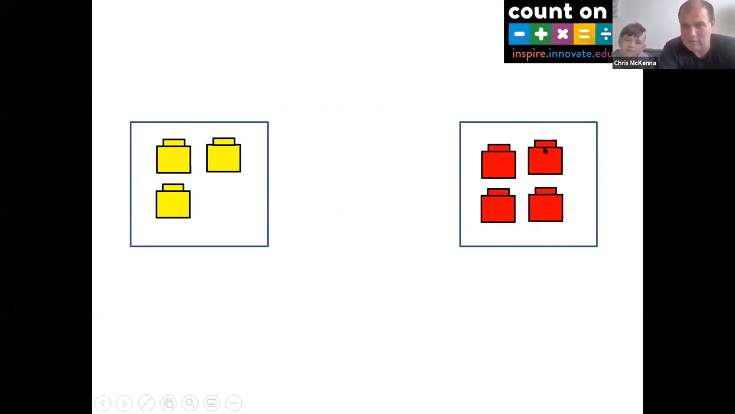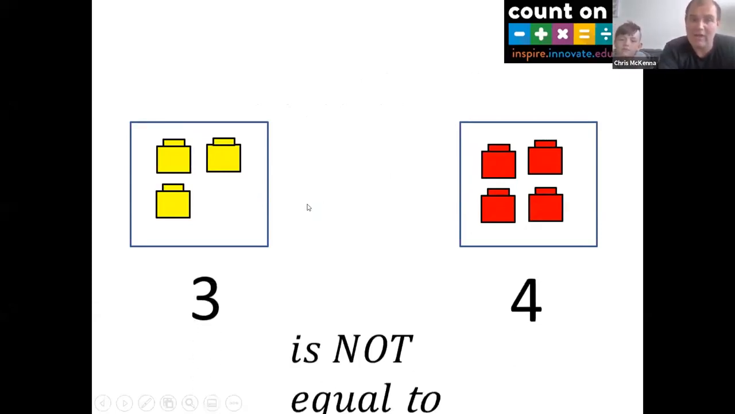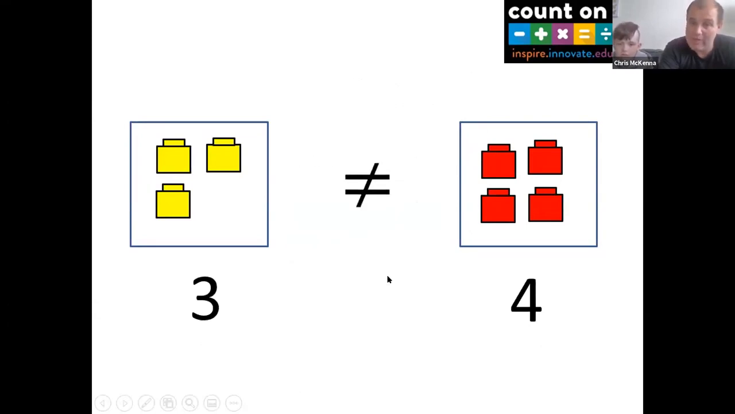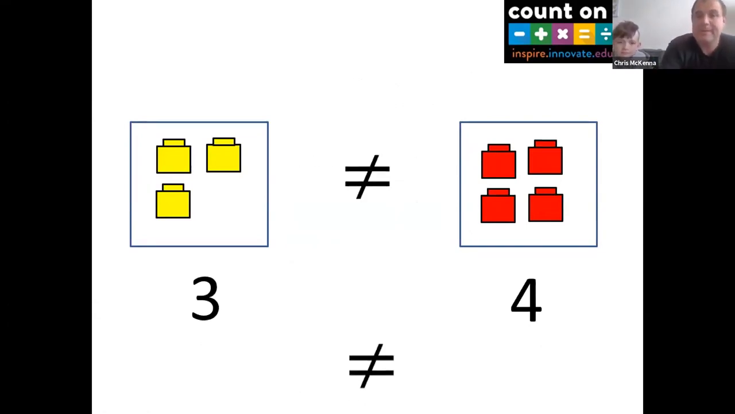How many yellows, Austin? 3. How many reds, Austin? 4. Is that equal to each other? No. So we've got 3 here, we've got 4 here. The 3 yellows are not equal to the 4 reds. So what we put in there is an equal sign with a line through it. That means it's not equal to each other. We'll do the same with the numbers down below. So 3 is not equal to 4. Get it? Yep.